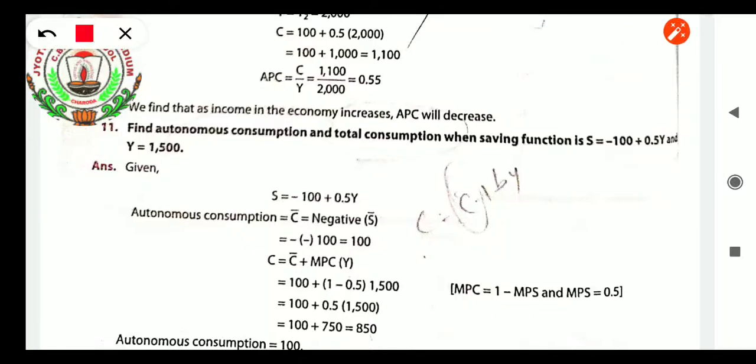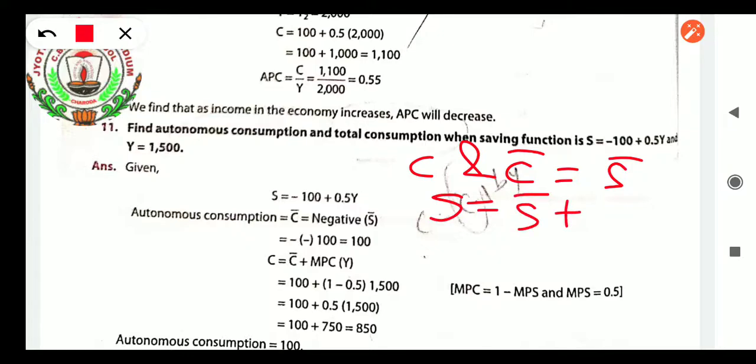As we come to know, in the given question we have to find first of all C and C bar. The C function autonomous consumption will be positive as autonomous saving is negative. So autonomous saving is S equals minus 100 plus 0.5 y, as given. I will write first of all the S function. S equals S bar plus (1 minus b) into y. This is the formula of the S function. If we substitute the values, the S function equals minus 100 plus (1 minus b), which is directly given as 0.5.